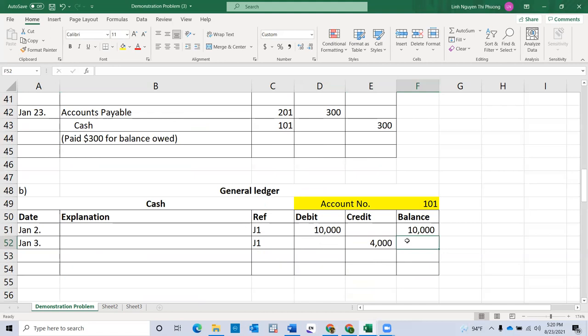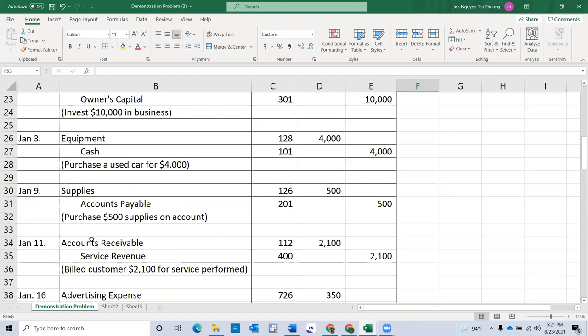Then you will make a formula in the balance since you have many other transactions. So the balance would be equal to the balance at the beginning. Cash increases by debit, so I will plus debit, and cash decreases by any credit, so I will minus credit. It will be balance plus debit minus credit. Now enter, and it will be 6,000. So that is the second journal entry. Let's go to the next one.